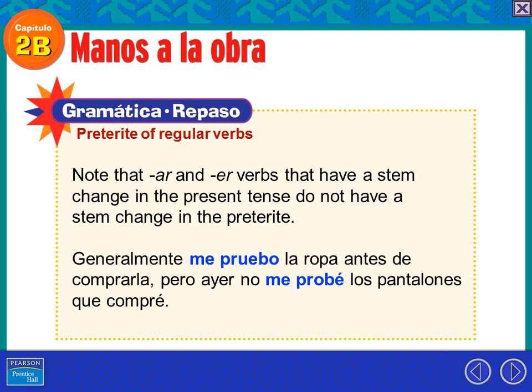AR and ER are good to go. And notice they also still have the reflexive pronoun in front. So the reflexive stays reflexive. It's just the verb is conjugated to preterite.